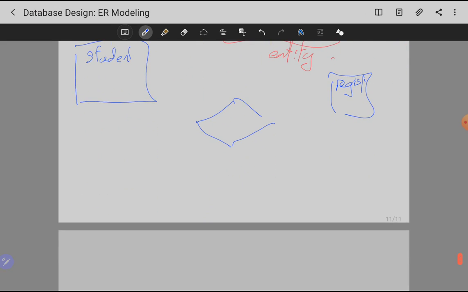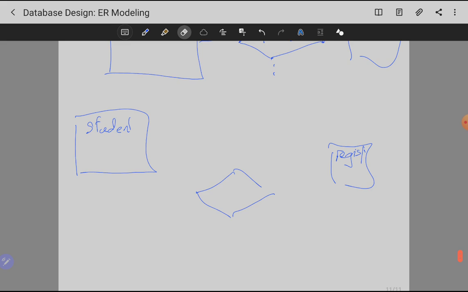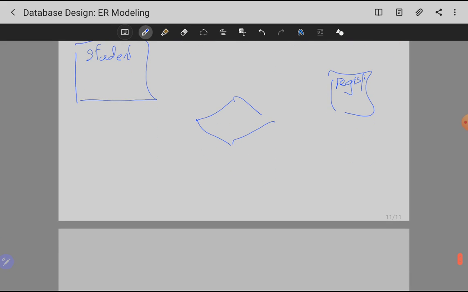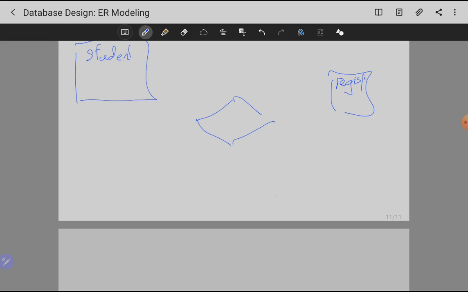Actually, let me erase this bit so it's hidden, so we get it out of our way. We don't want this in our way. Okay. A student is registered for a course, and so there's a session. And to have this as a three-way relationship, okay?